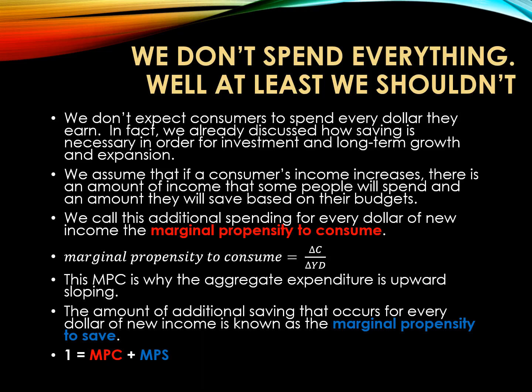So the MPC, again, is the slope of the aggregate expenditures line. We discussed how it's upward sloping because of endogenous consumption, which is basically the increase in consumption as a result of an increase in income, and that the sum of marginal propensity to consume and marginal propensity to save is 1, because if you're not spending it, you're saving it in some way, shape, or form. And this will be very, very important when we talk about the multiplier effect.